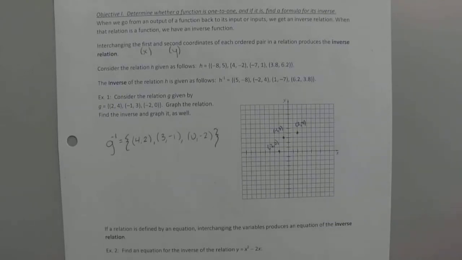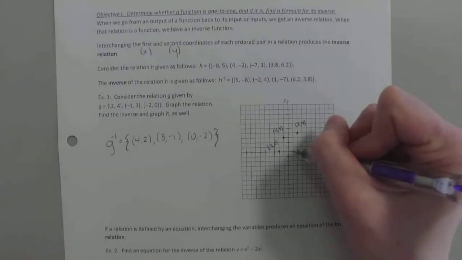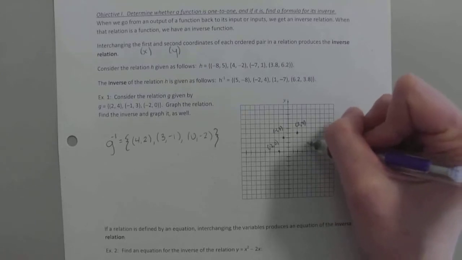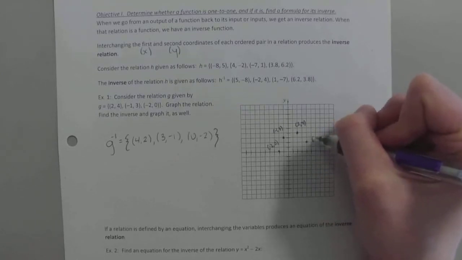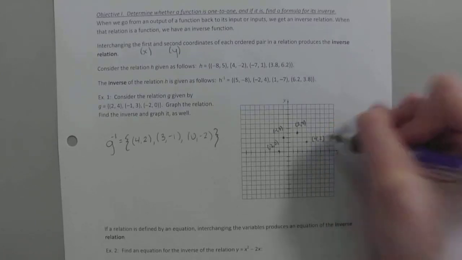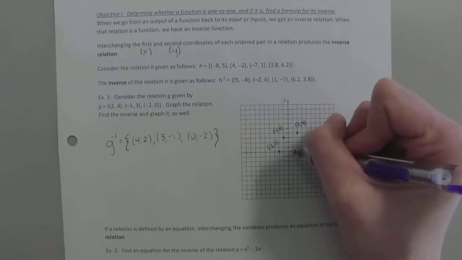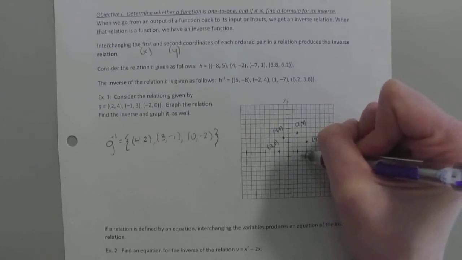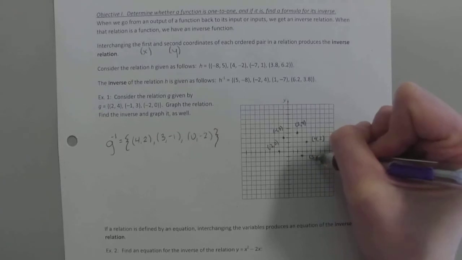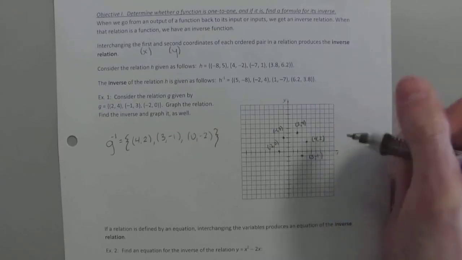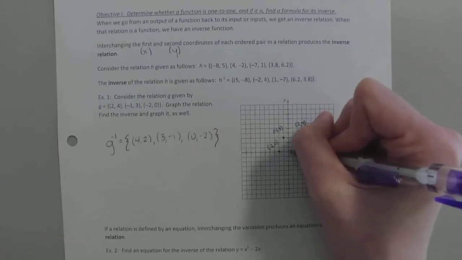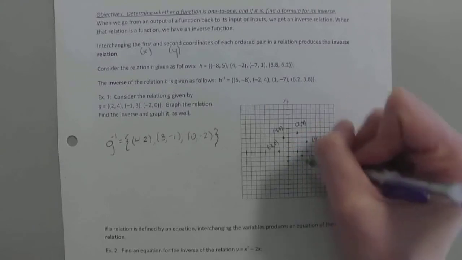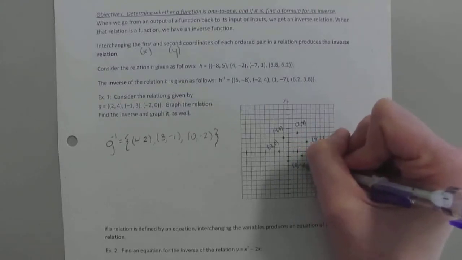And we're going to take those 3 points and then plot them. So (4, 2) means you go out 4 and then up 2. (3, -1) means you go out 3 and then down 1. (0, -2) means you stay at the origin, but then you go down 2 units.